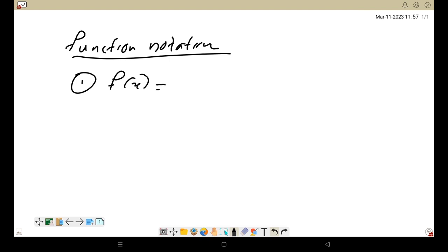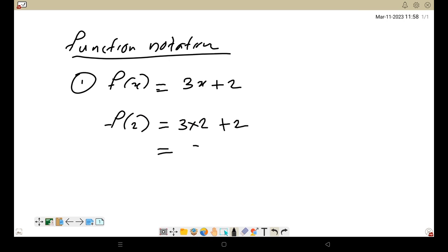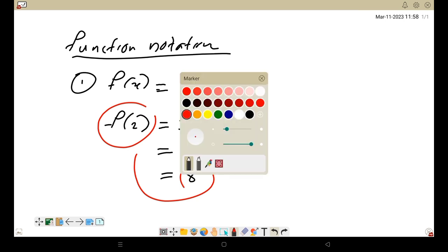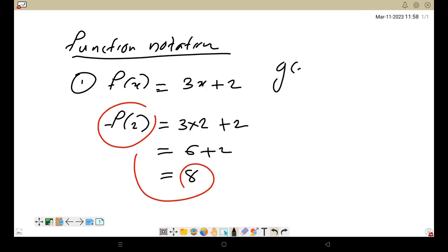We can go through some examples. The first one: f of x equals 3x plus 2. The first question is, find f of 2. Here you can see in the bracket that x is replaced by 2. So we put the value 2 instead of x. That is 3 times 2 plus 2. 3 times 2 is 6, plus 2 equals 8. So the value of f of 2 is 8.